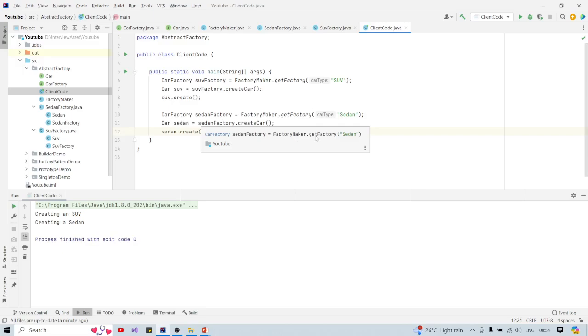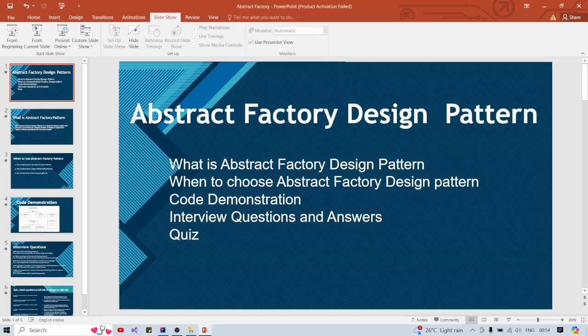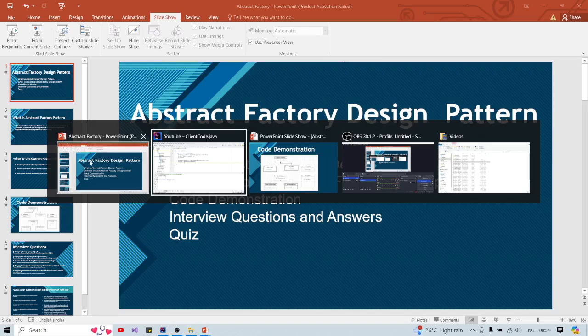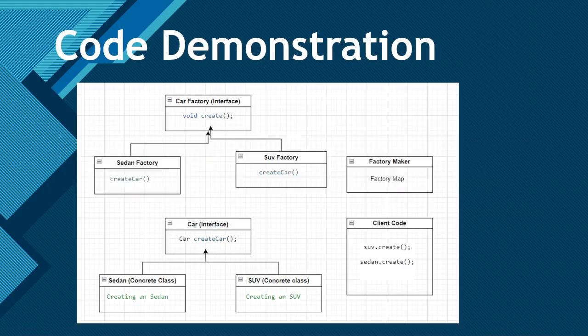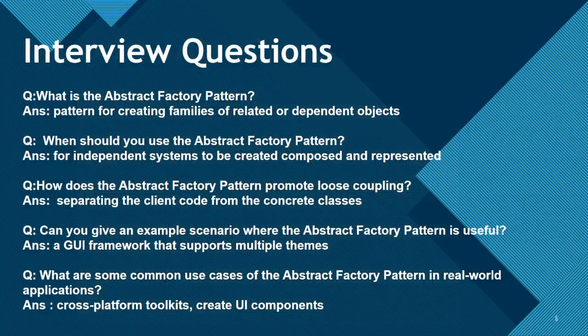Now let's check out the various interview questions that can be asked based on our understanding of the abstract factory pattern. So what is an abstract factory? The abstract factory pattern is a creational design pattern that provides an interface for creating families of related or dependent objects without specifying their concrete classes. It encapsulates the logic and ensures that the client code uses the appropriate factory to create objects.